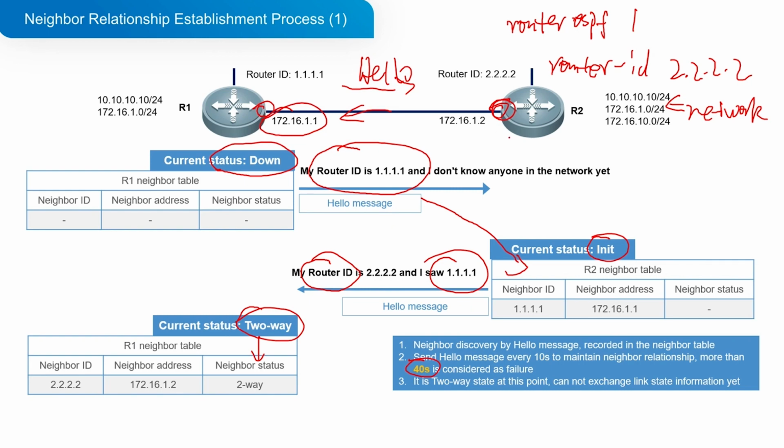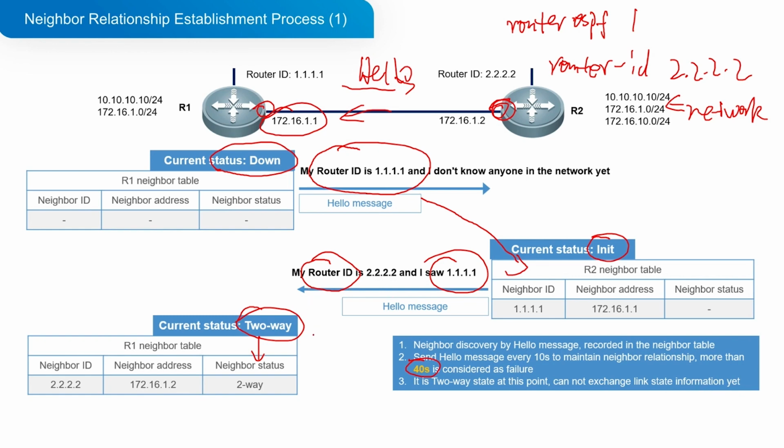So maybe R1 can't receive R2's hello packet, so the neighbor relationship will break down. If R1 wants to talk with R2, R1 needs to build the neighbor relationship again. Okay, and next is the two-way state. At this point, they cannot exchange link state information yet.